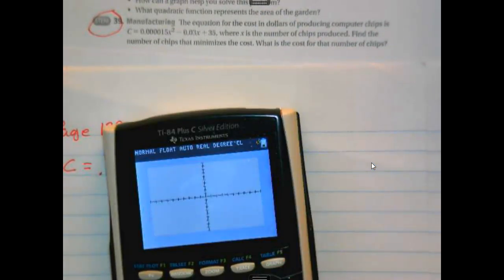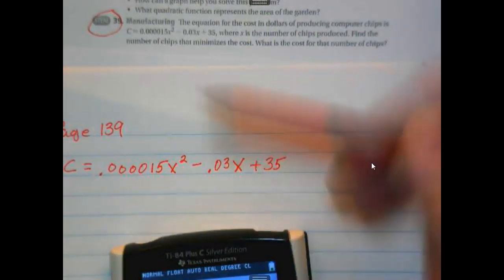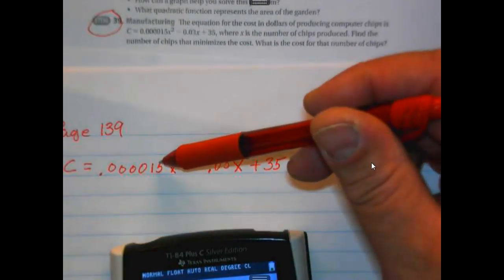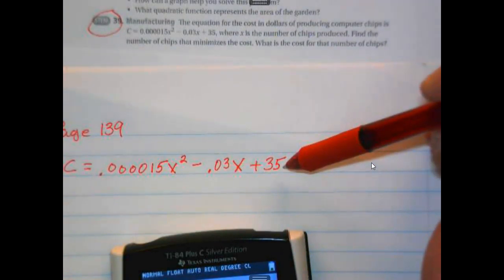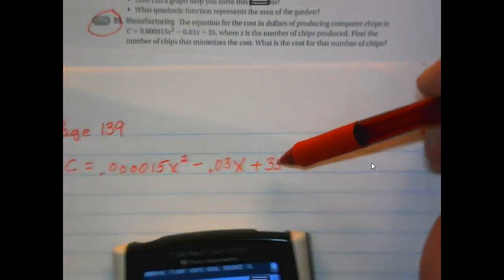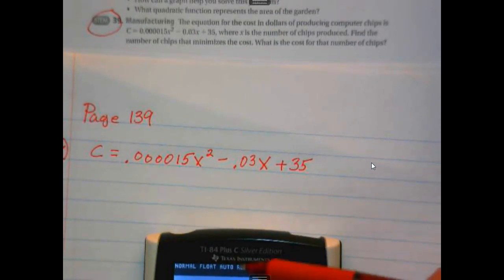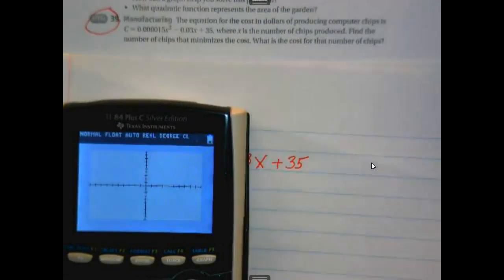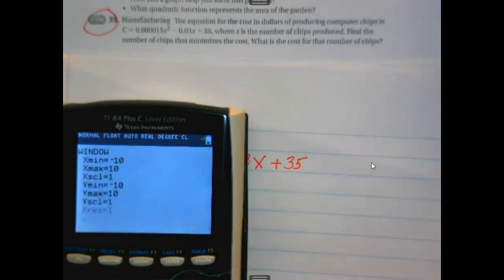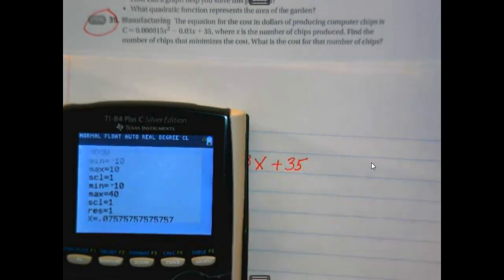A graph, and nothing shows. You know why? Because our window's messed up. First of all, these are really small numbers, and then we have an initial height of 35. So we need our y minimum at 35. Let's put in 40 and see what happens.